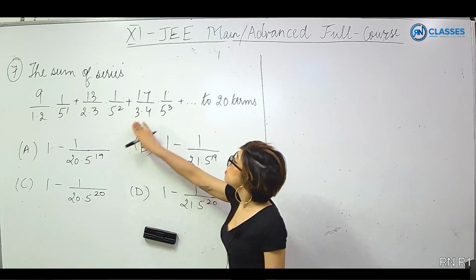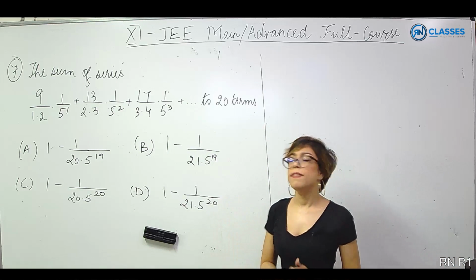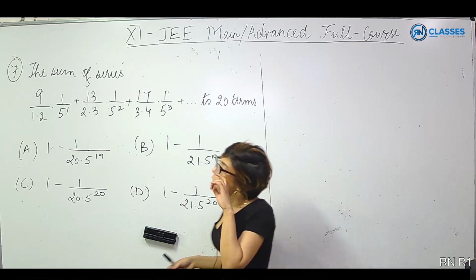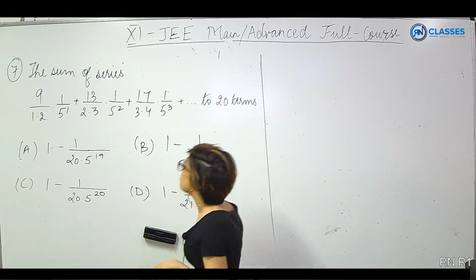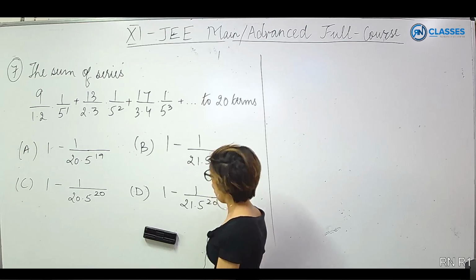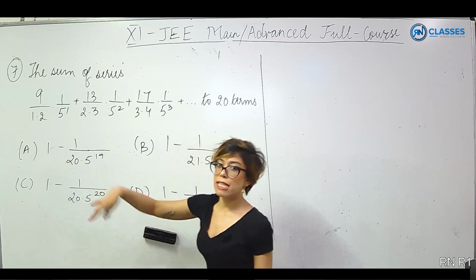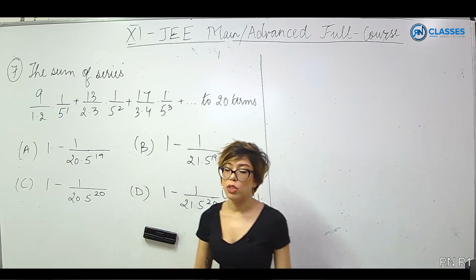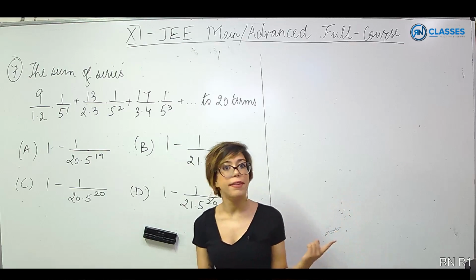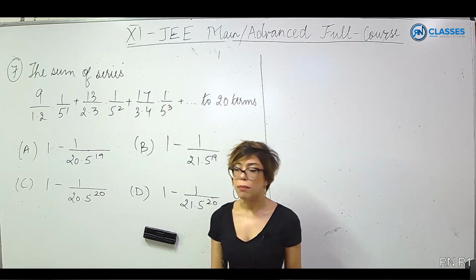Now he says the sum of the series to 20 terms is. First of all, let me recognize the series. Definitely not an AP, not a GP. In fact, if I look at the options, clearly I can see the answer is 1 minus something, a difference of 2 terms. That just reminds me of one little thing. That is called a telescopic sum.